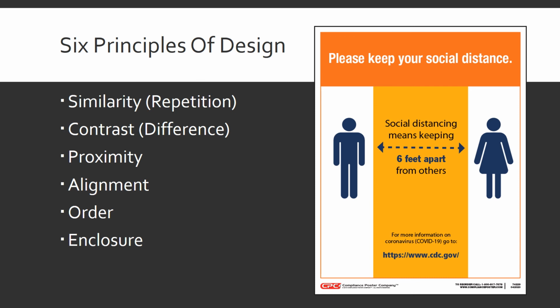It's the difference. Contrast is how items differ from one another. So you can have contrast in color, contrast in size, contrast in value, contrast in position, right? So we have contrast in orientation. We have two arrows here, and one of them is pointing to the right and one of them is pointing to the left.